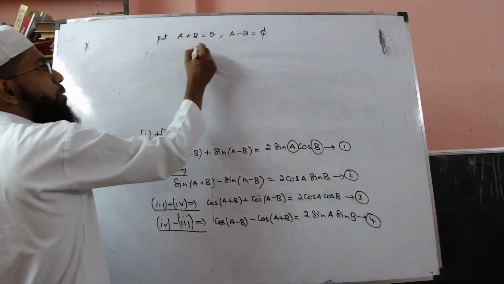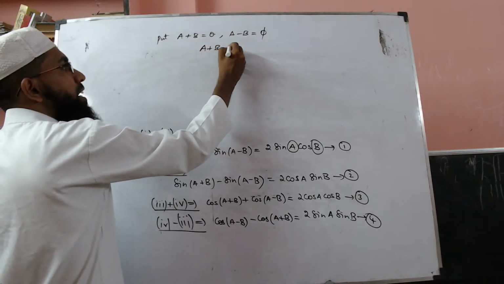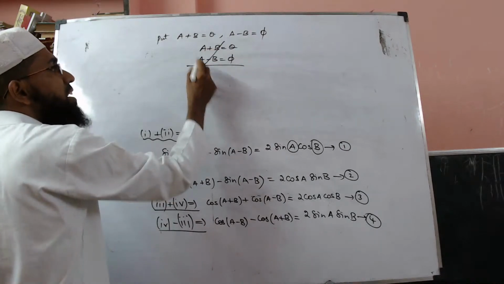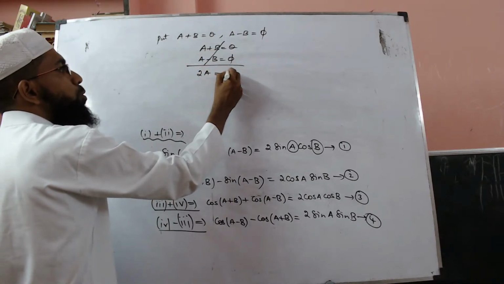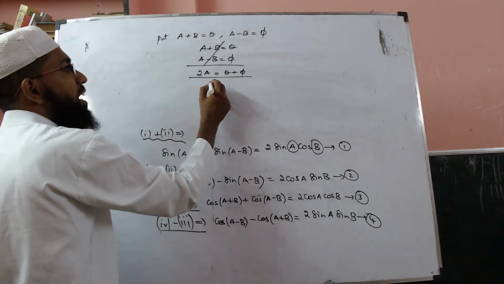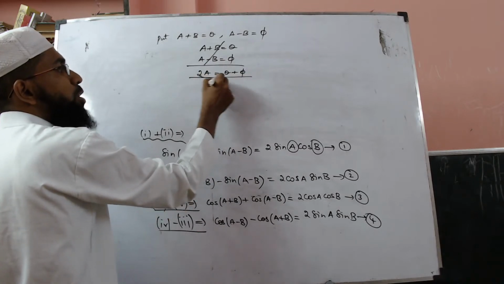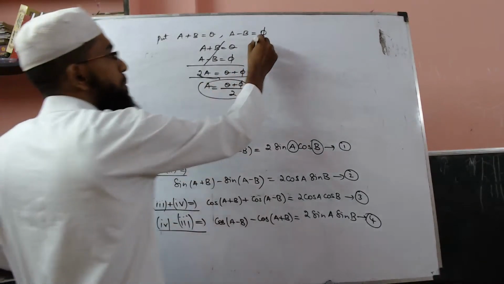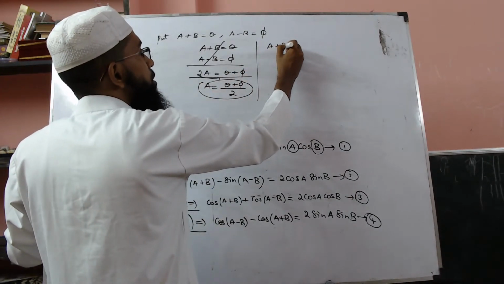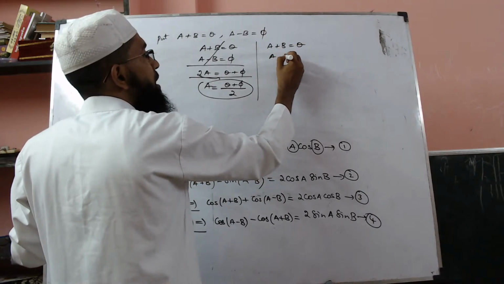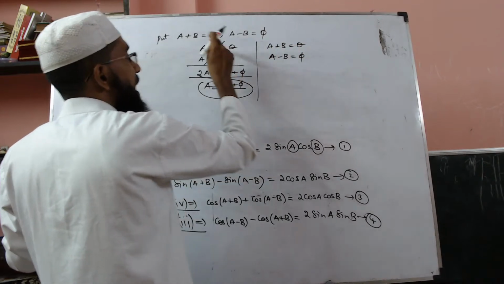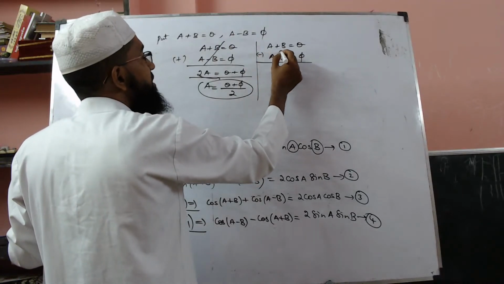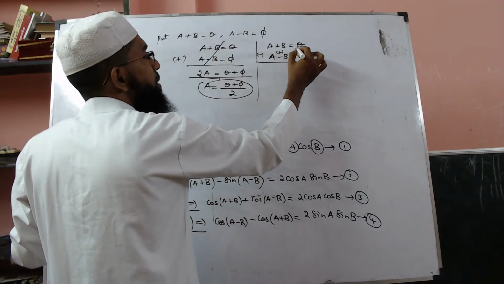For that, solve these two equations. A plus b equal to theta, a minus b equal to phi means b cancelled, a plus a, 2a equal to theta plus phi. So a equals what? Bring this 2 here, a equals theta plus phi by 2. So in the place of a, I will put theta plus phi by 2. Same way, a plus b equal to theta, a minus b equal to phi. Now here I have added these two. Now subtract these two, what will you get? Minus, this will become plus, this will become minus.